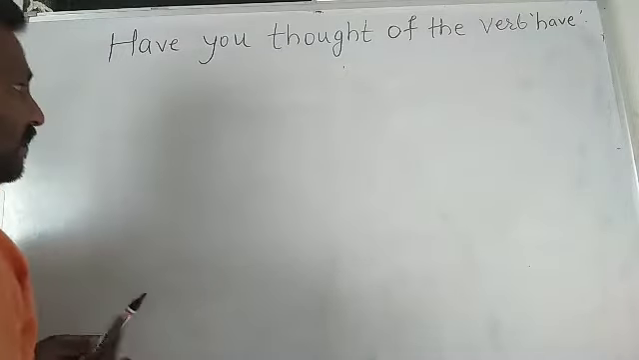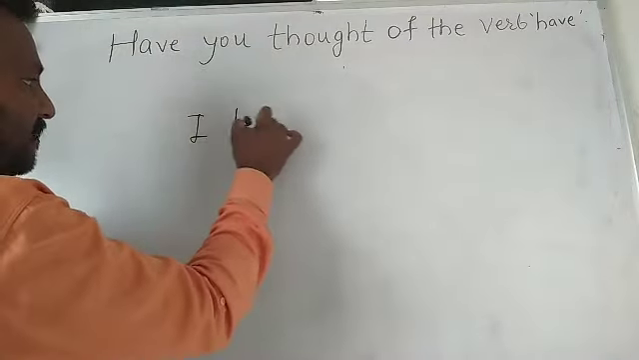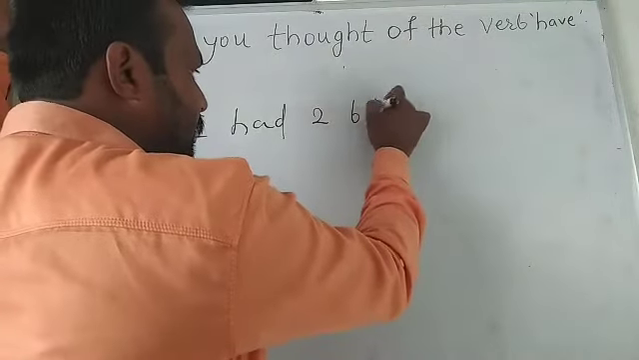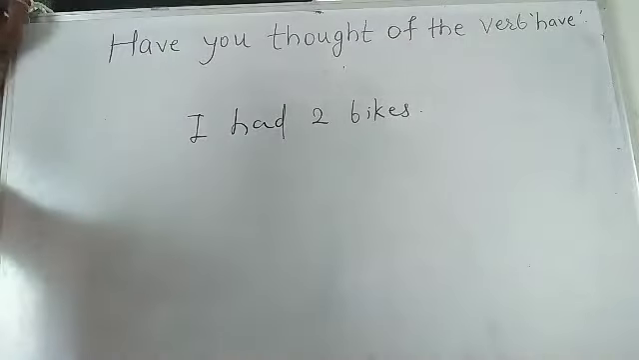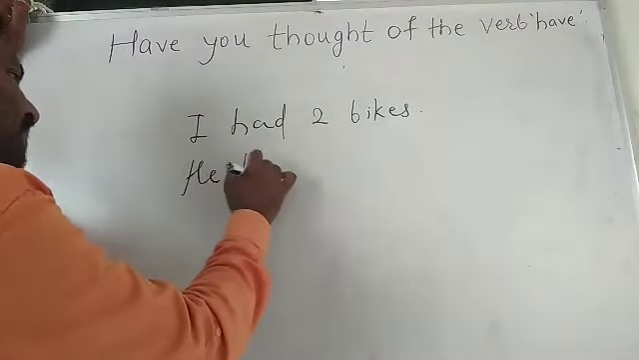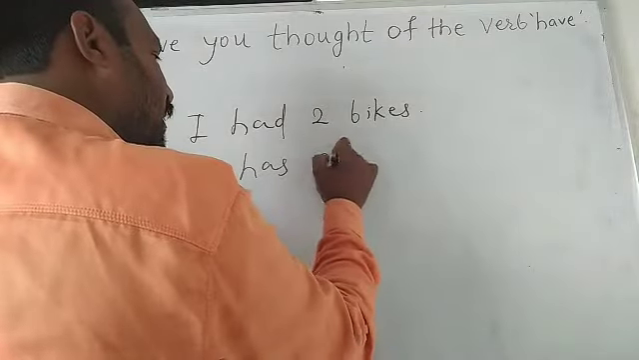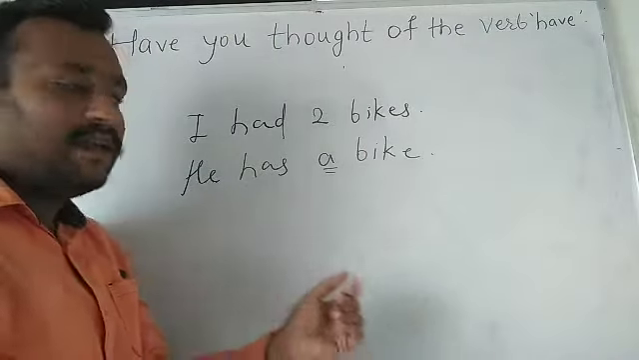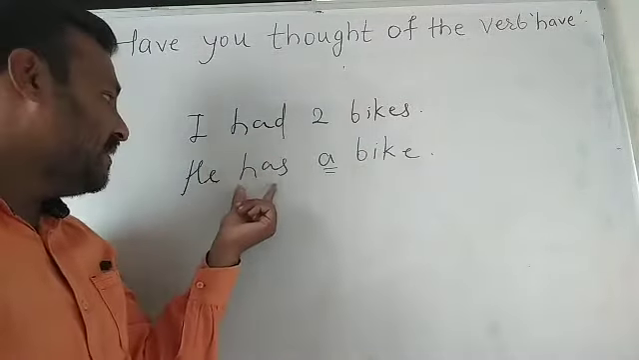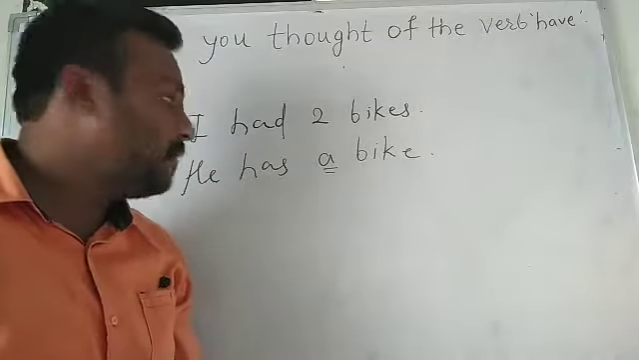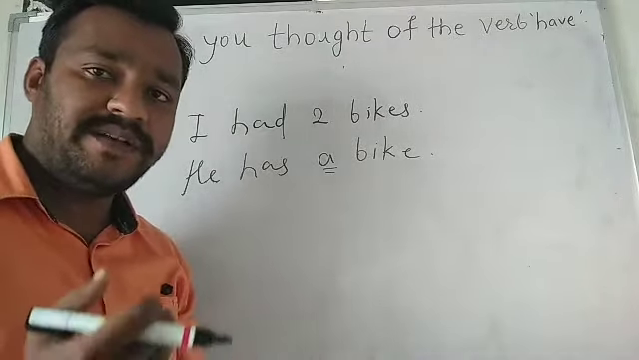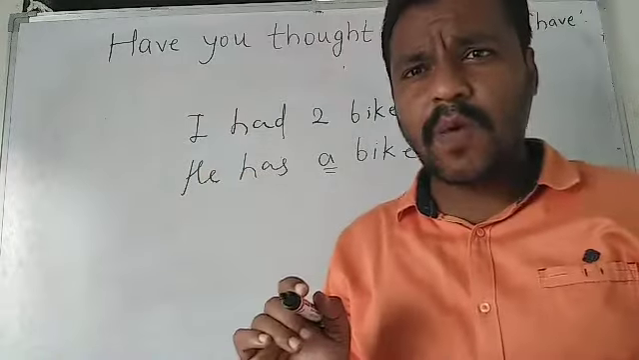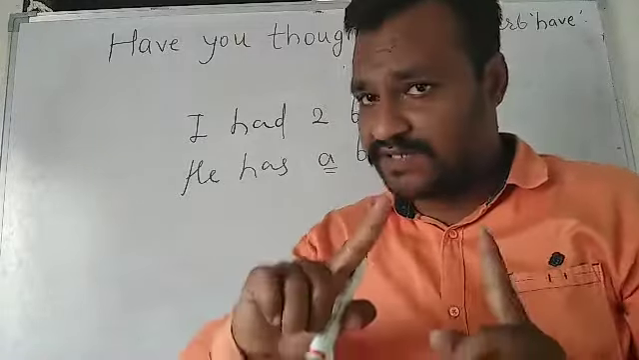In past tense we can form sentences like I had two bikes. I had two bikes, isn't it? He has a bike. He has a bike. A indicates one only. He has one bike. So this sentence is written in past and this sentence is written in present. So in this, according to the need, according to the tense, we can form such sentences for showing that ownership or else possession. This was the first use.